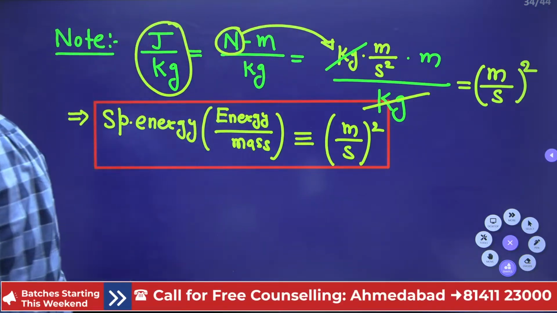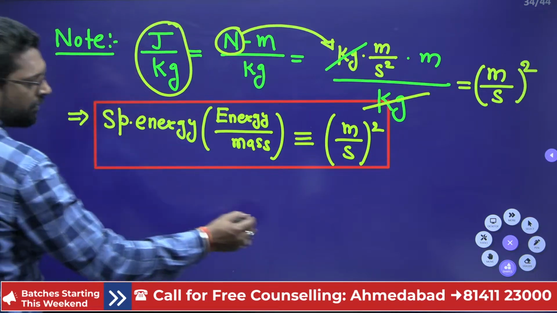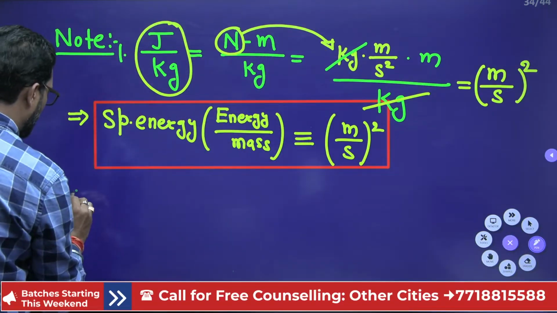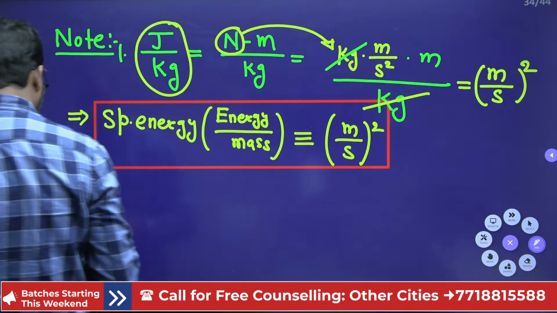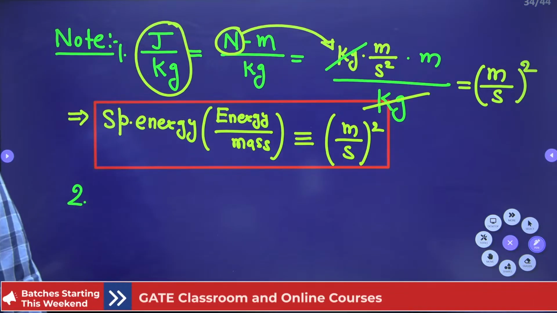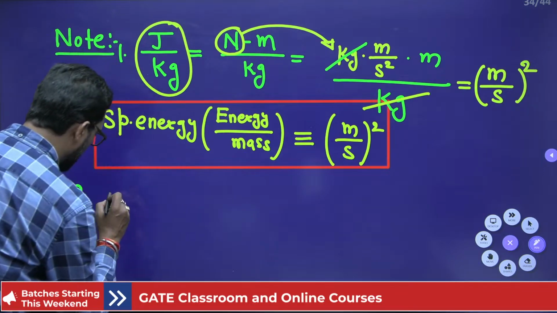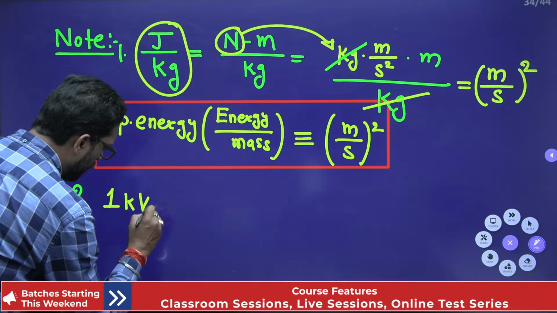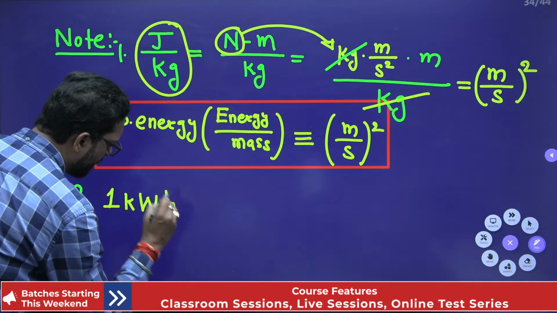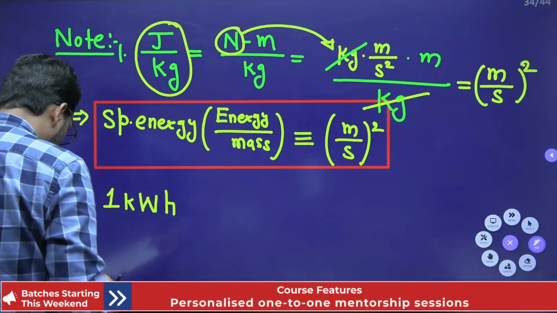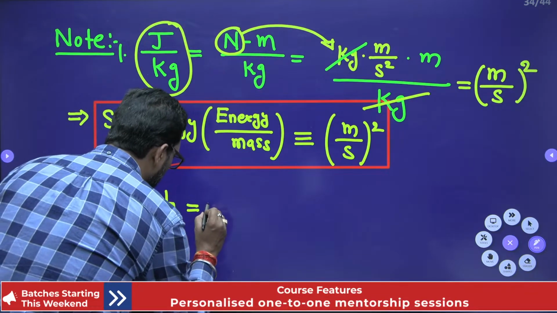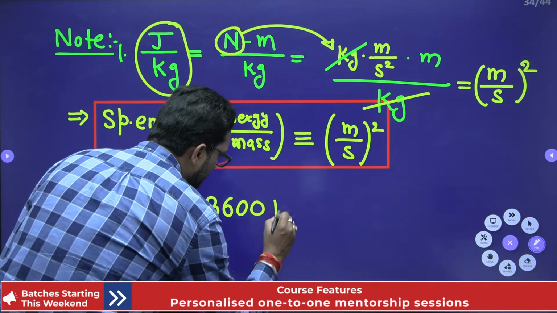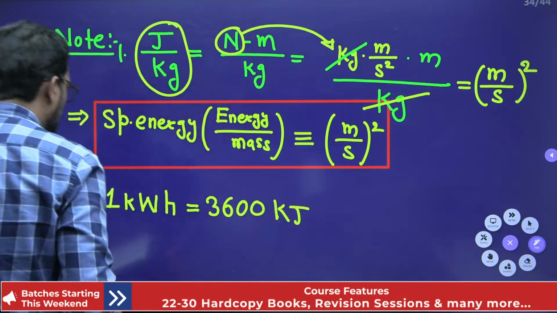Now, this is note number first. You have to write the second note. Second note is 1 kilowatt hour. These are the conversions that come up every time in the question. 1 kilowatt hour is equal to 3600 kilojoule. This is also important.